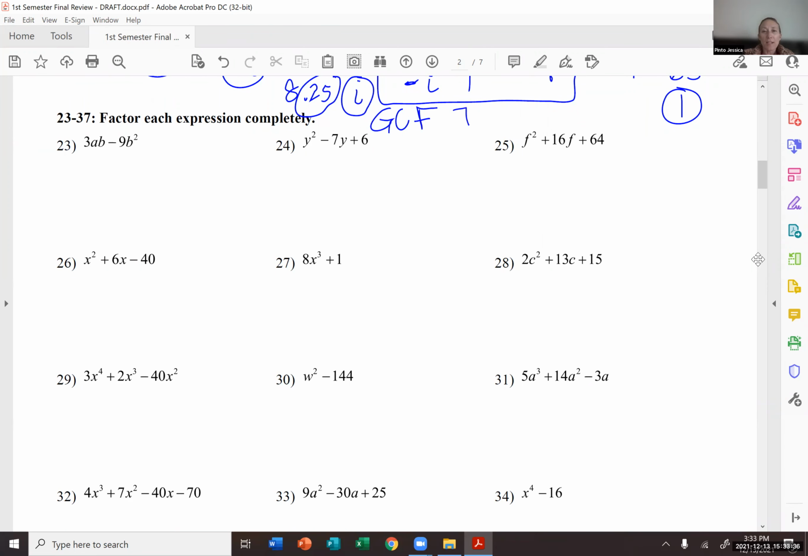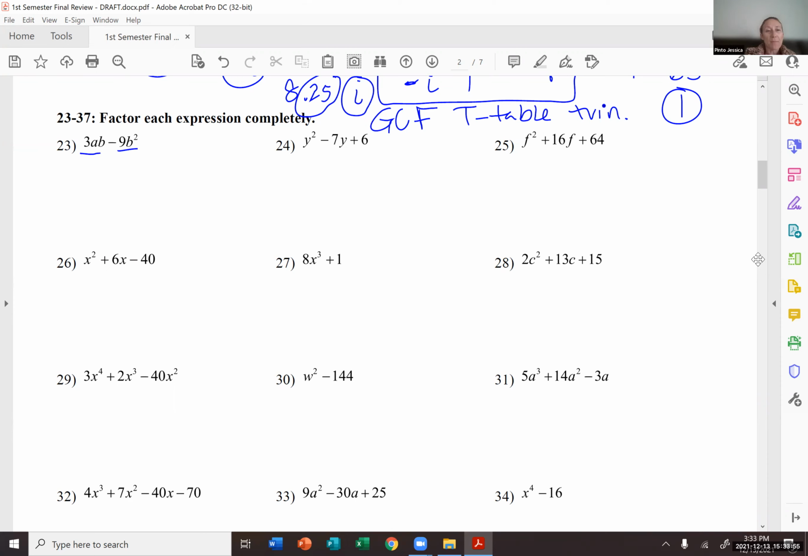And then we'll use the t-table only if it's a trinomial. And if it's a binomial, we'll look for difference of two squares or sum or difference of cubes. So 23 is unique in that it's a binomial. And I'm going to look for the GCF.